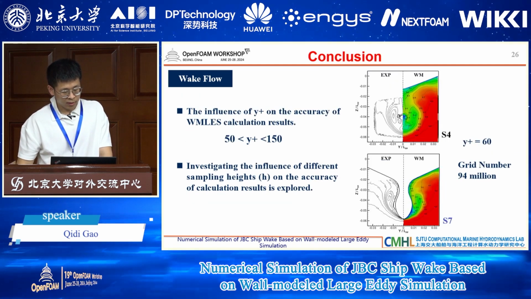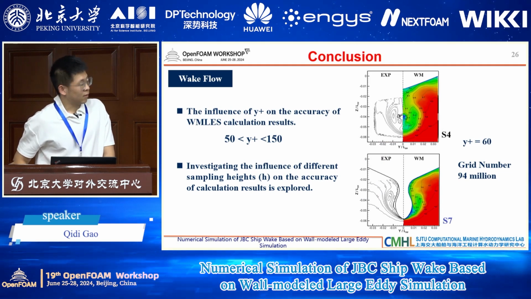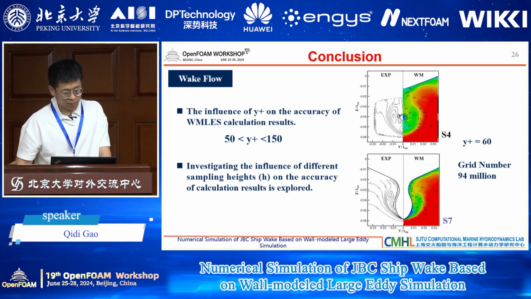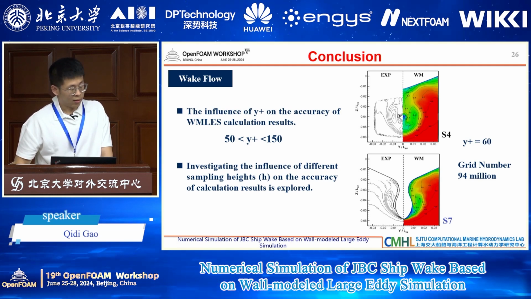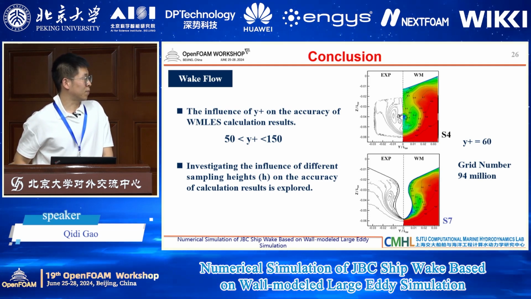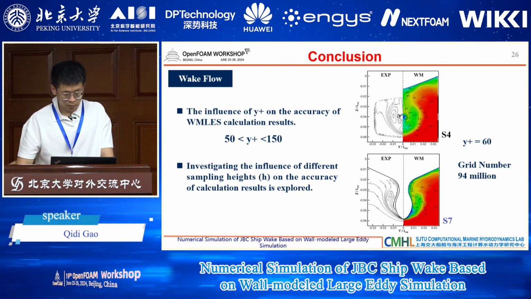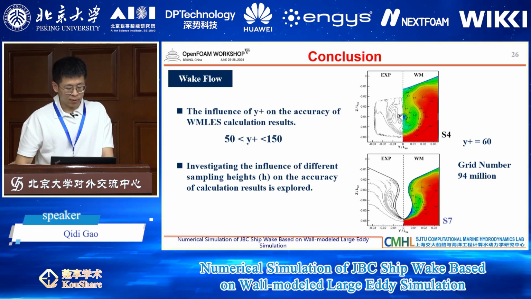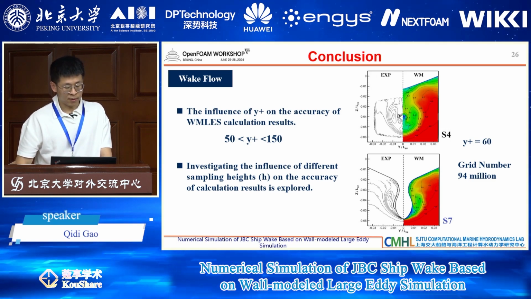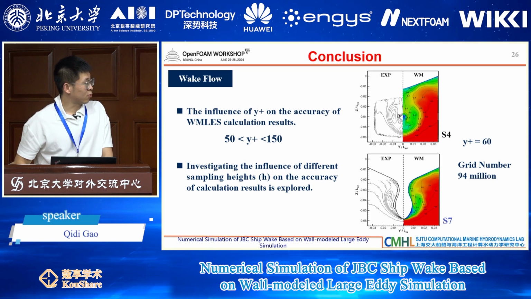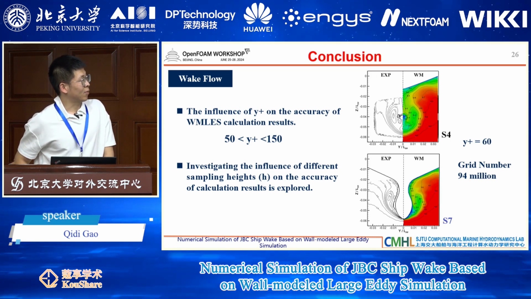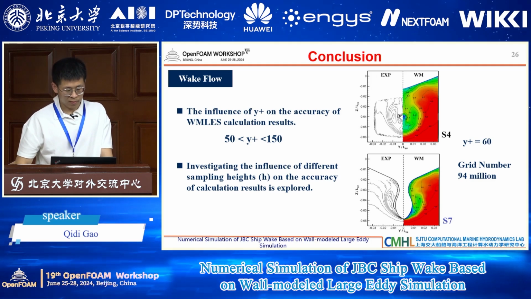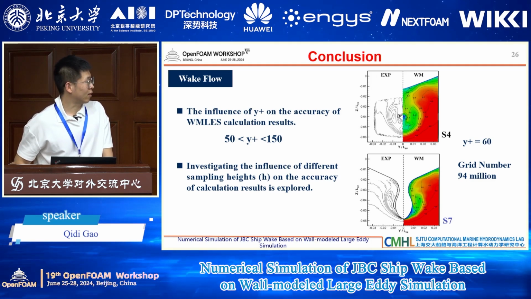In the future work, the influence of Y+ on the accuracy of WMLES calculation, the Y+ should be between 50 and 150. That's why increasing the number of grids has not given an accurate result. The Y+ in WMLES should be bigger. It's not the same as WRLES.